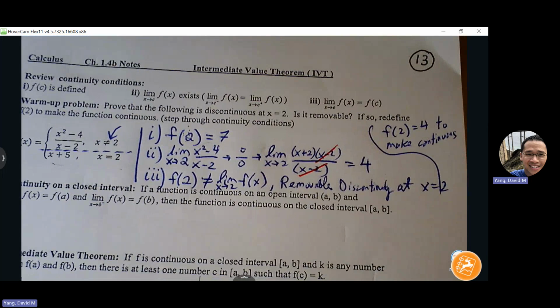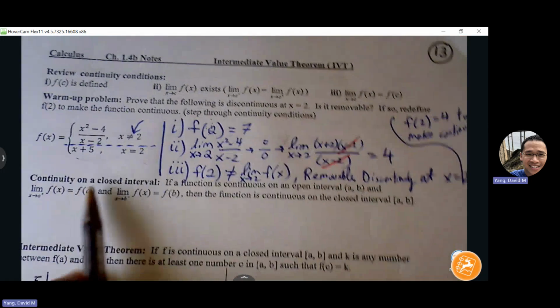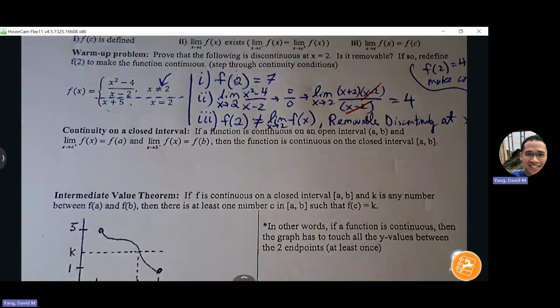Okay, we did the review or the warm-up problem. Let's skip that continuity on closed interval. We don't have to worry about that.